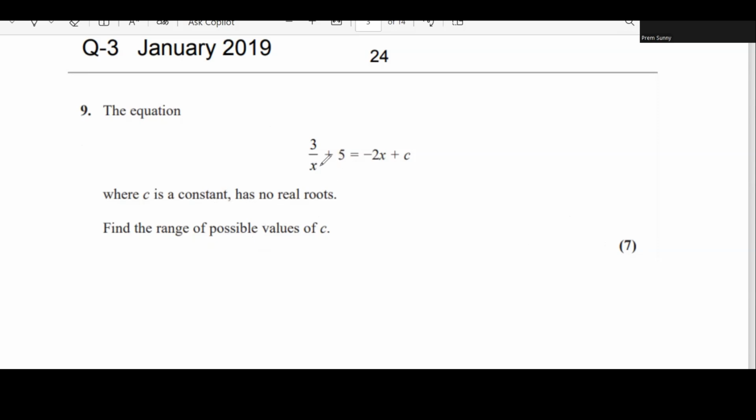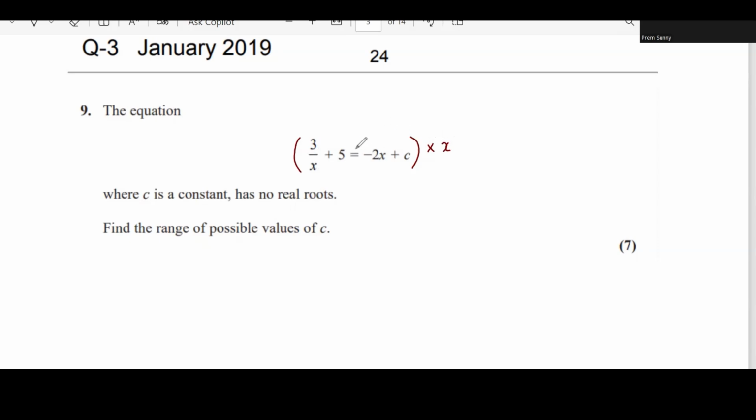So first of all, 3/x + 5 = -2x + c, and they are discussing no real roots. So that means it should be a quadratic equation with no real roots. We know the condition b² - 4ac is less than 0, or discriminant is less than 0. How can I make this a quadratic equation? By multiplying the whole thing by x, or else we know that there is a denominator x here. We have to remove that x. So in order to remove that x, multiply the whole thing with x.